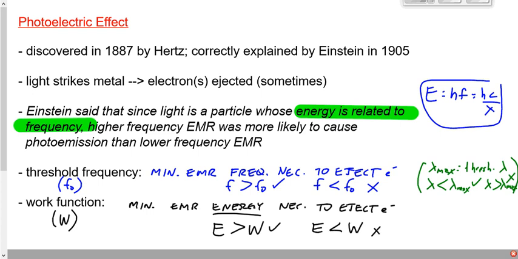Energy is related to frequency, right? So if you're above a certain frequency, you're going to be above a certain energy. You're going to be above the work function. Now, by the way, why is it the minimum energy necessary to eject the electron? Well, because there's a certain amount of energy that gets used up in the process. That corresponds to the work function as well. So you could say it's the minimum energy necessary to eject the electron, but you could also say it's the energy used up in the process of ejecting an electron.